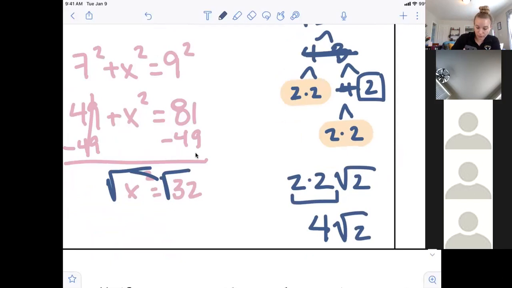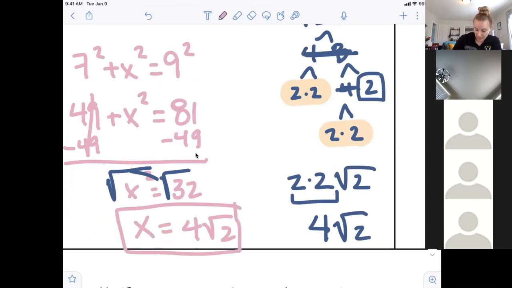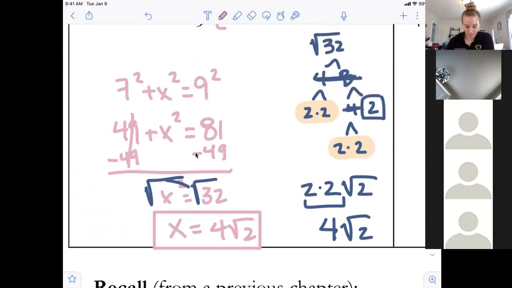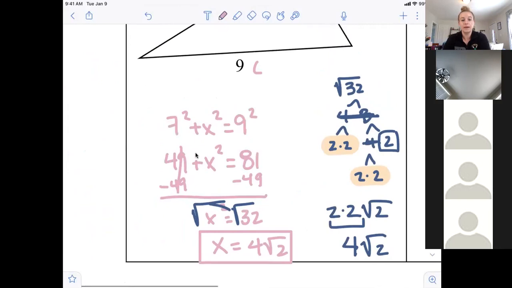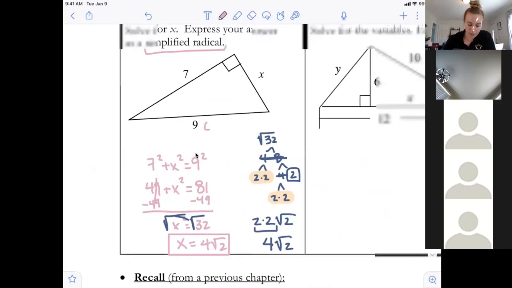So root 32 is the same thing as 4 root 2, and that's the best answer. That's the most exact, that's what I want. Half the battle is doing your Pythagorean theorem to get to radical 32. The other half of the battle, though, is to factor down root 32 to make it 4 root 2. All right, any questions so far?